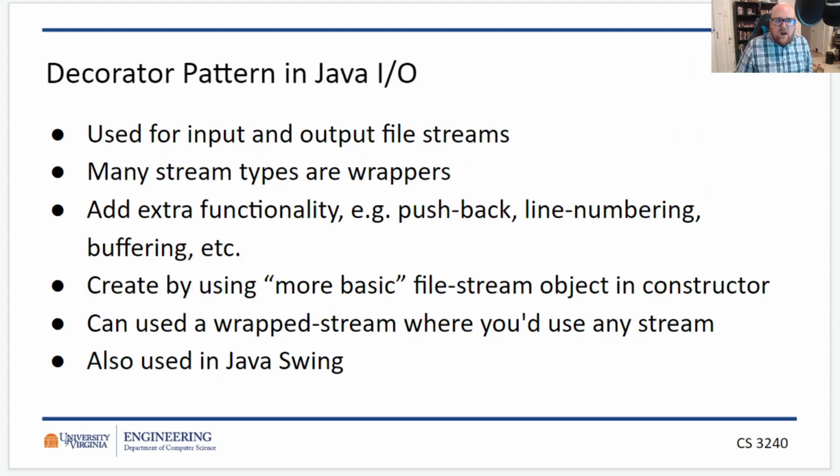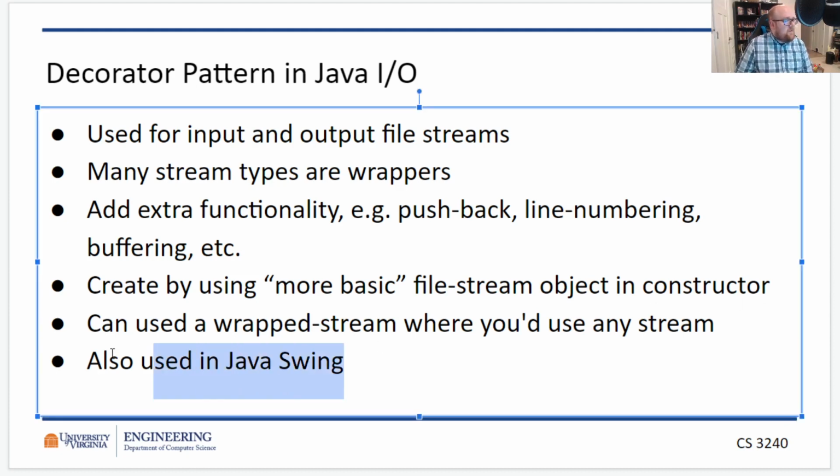And so the decorator pattern is often used in Java I/O for input and output. There are many stream types that are wrappers. You can do things like pushback, line numbering, buffering. All of these are different types of file readers, but they're decorators on the existing file reader.